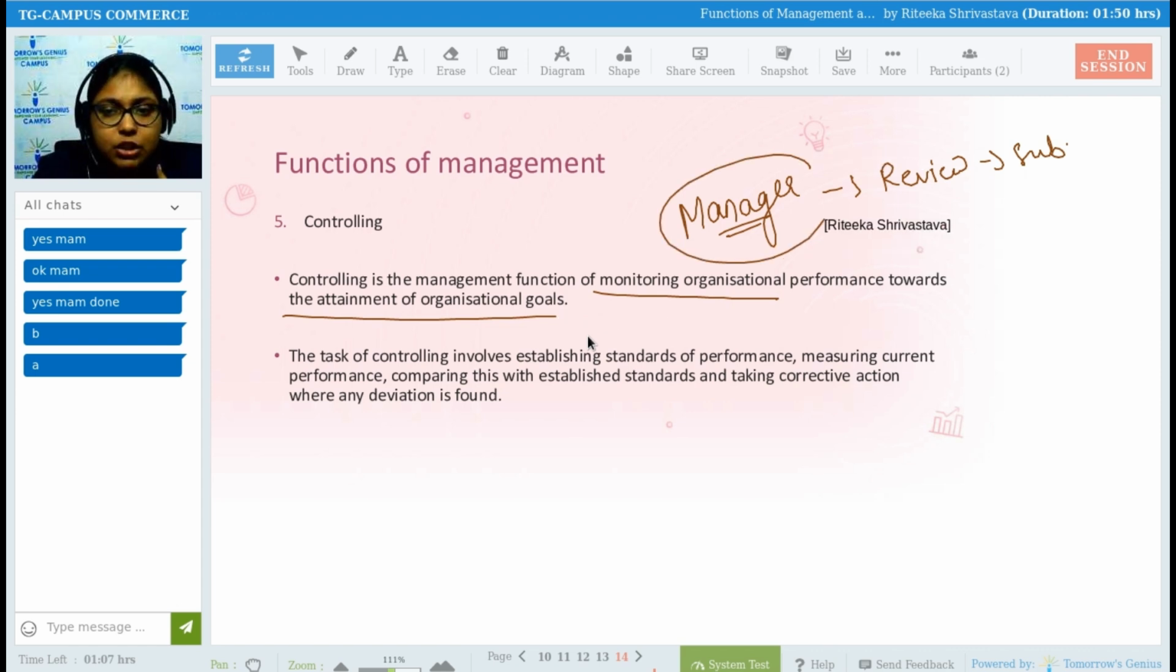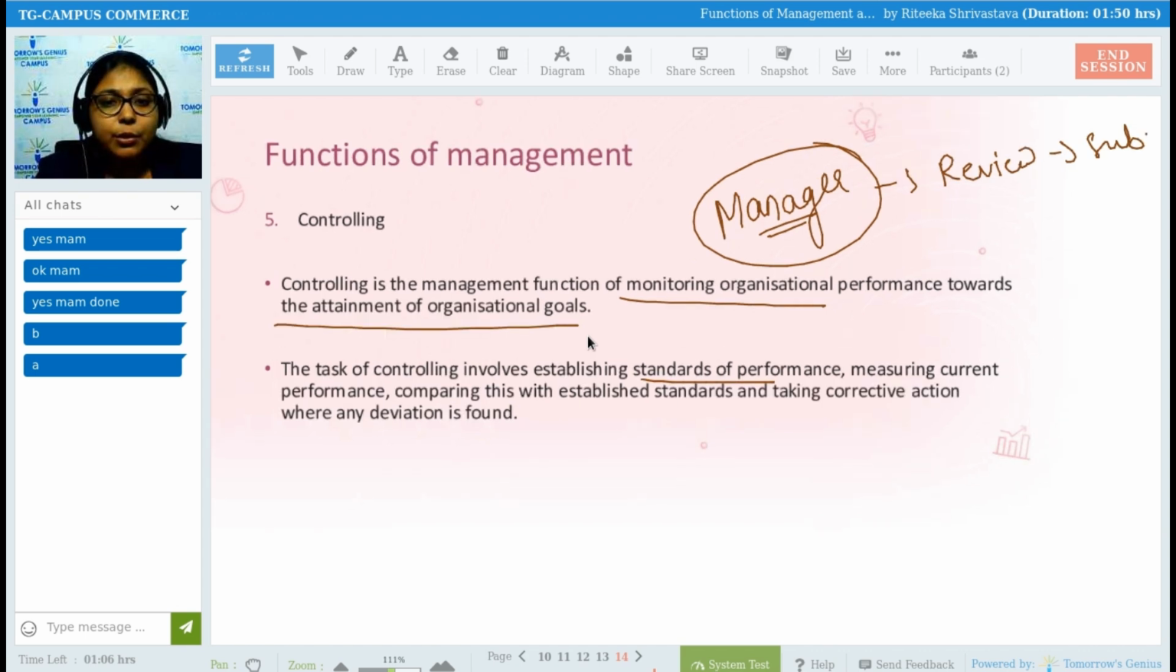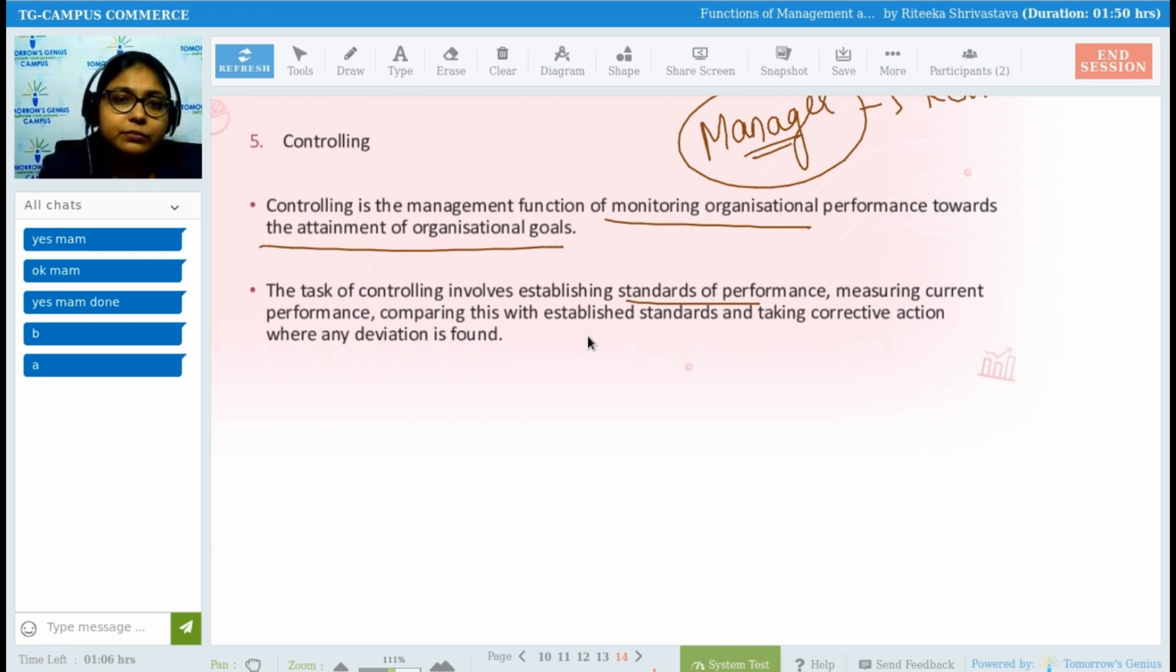So basically what will manager do? Manager will review and keep a check on the performance of the subordinates, that how are they actually performing. That is the responsibility of a manager to look after it. So the task of controlling involves establishing standard of performance. Now what do we mean by standard of performance? Standard of performance means what a manager will do.